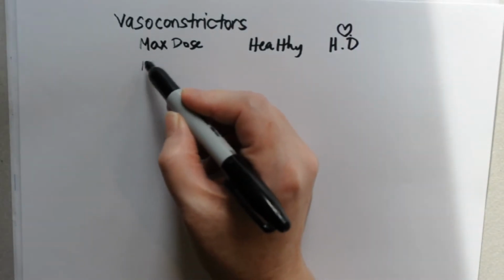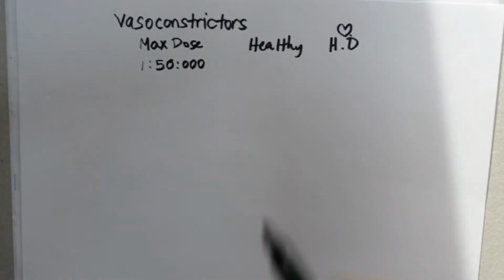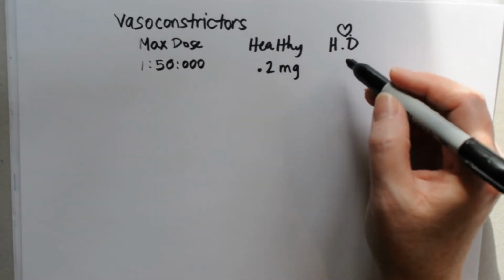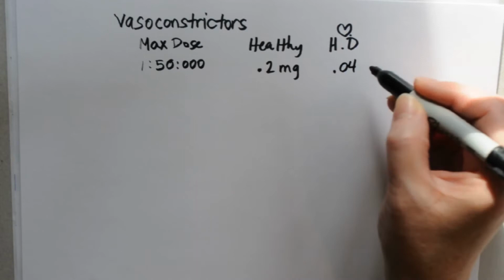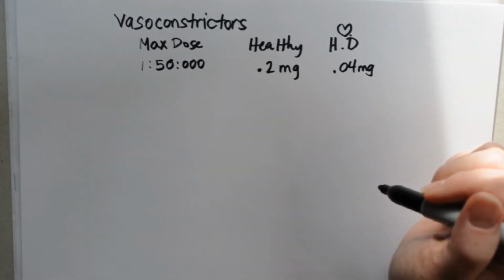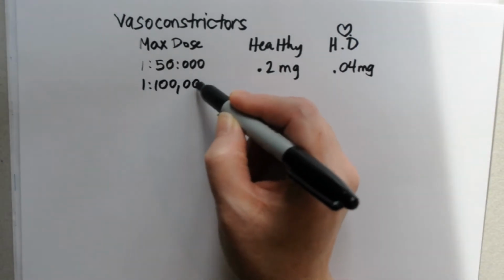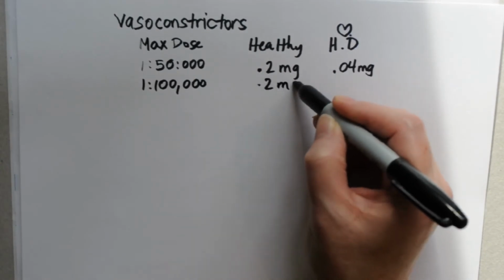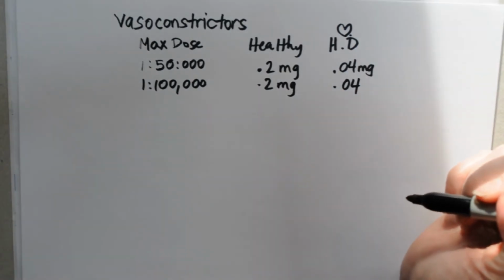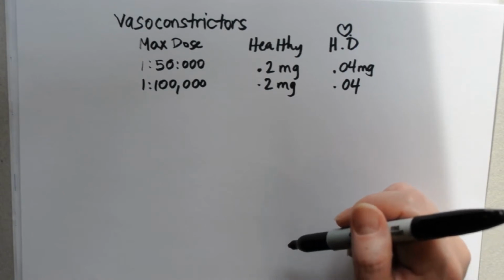Okay, so for 1 to 50,000 epinephrine, the maximum dose is 0.2 milligrams. For someone with heart disease, it's 0.04 milligrams. If we use 1 to 100,000, the maximum dose is still 0.2 milligrams of the drug, and for heart, 0.04. And for any of the epi, that's just what it's going to be, 0.2, 0.04.